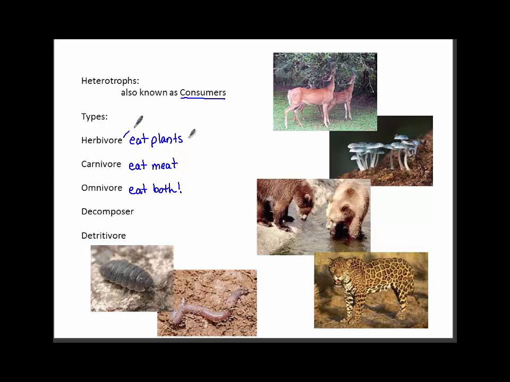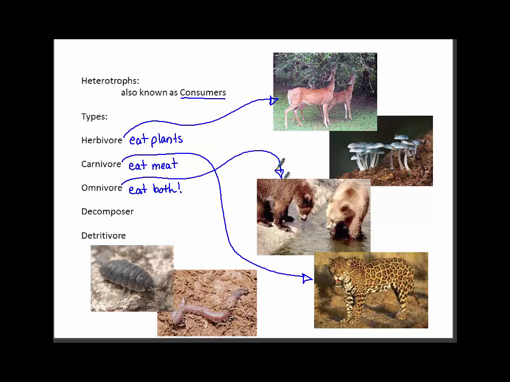Just to give you an example, the deer is an herbivore. They eat only plants. There you go. There's your meat eater. The bear is a great example of an omnivore. They eat both plants and animals, as do you.